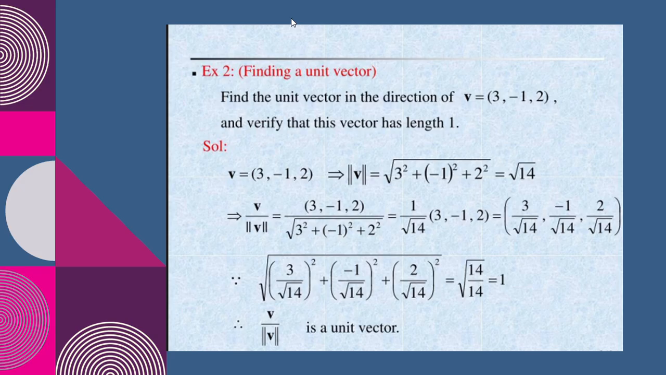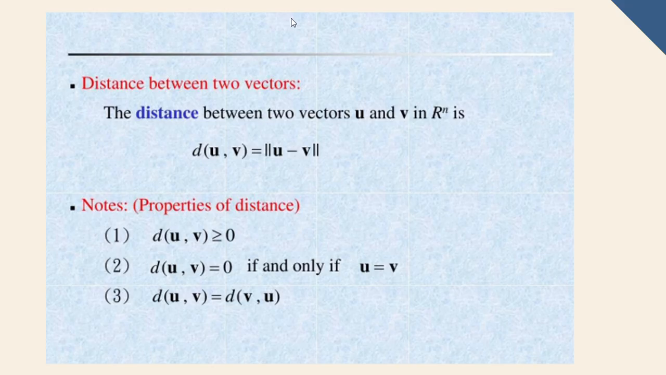So to normalize v, we divide each number in v by the square root of 14, giving us 3 over root 14, negative 1 over root 14, 2 over root 14. To check if this is really a unit vector, we square each of these three numbers and add them together. We get 14 over 14, which is equal to 1. Since the length is 1, we have confirmed that this is a proper unit vector.